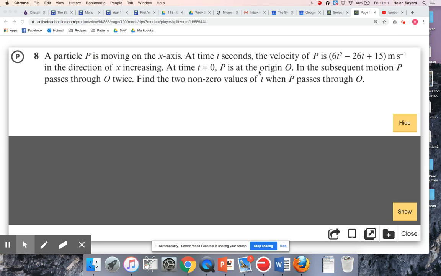So when t is 0, its displacement from the origin is 0. And then it passes back through the origin twice more. And we want the other 2 times when it's back at the origin. Okay, so let's have a think about that.